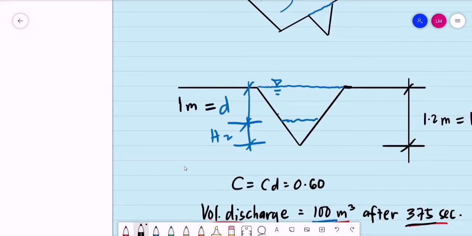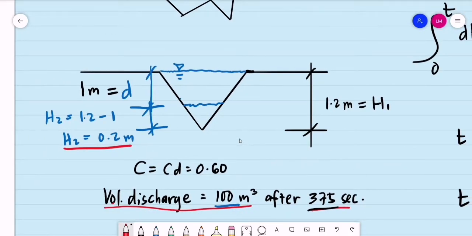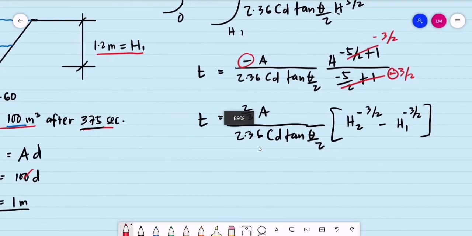So, kung nawala yung 100 cubic meters ng tubig, mawawala yung 1 meter. Ano na yung remaining height ng tubig na naiwan kung 1 meter yung mababawas? So, basically, yung h sub 2 na to, yung equivalent ng h sub 2 is equal to 1.2 minus 1. So, yung h sub 2 natin is equal to 0.2 meter. Ito yung mga kailangan natin para sa formula. The final head, 0.2, and yung initial head natin is 1.2 meters. So, mag-substitute na tayo.